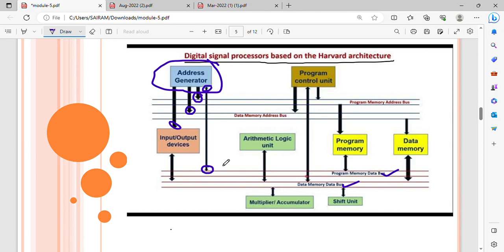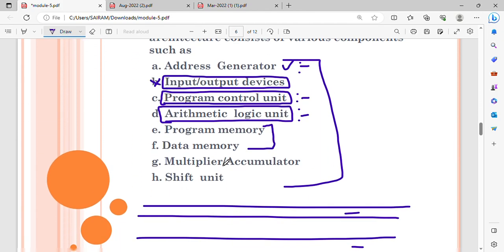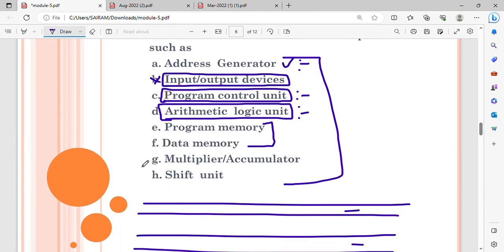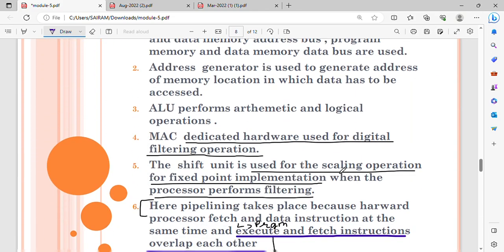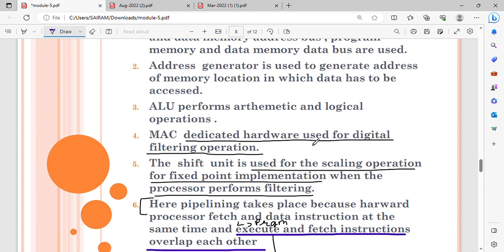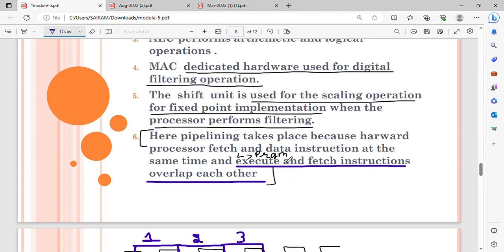Okay, suppose to write about that like that. And then what is going to happen is you are going to write with respect to the multiplier and accumulator. So what is multiplier and accumulator? It is consisting of a dedicated hardware used for digital filtering operation, and then you are going to write with respect to shift unit.